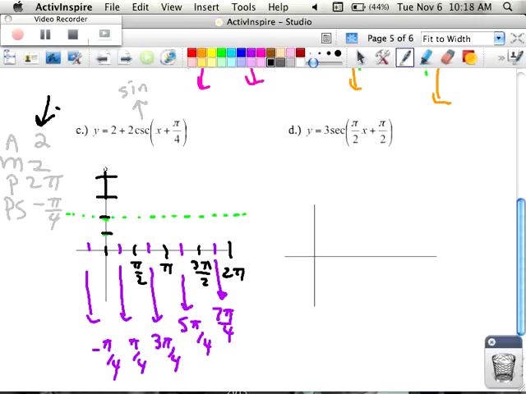So here's my midline. My sine graph starts on the midline. It hasn't been flipped. So it starts right here, because I've shifted to the left pi over 4. And then it goes up to its maximum amplitude on the next critical value, which is at pi over 4. Then it comes back down to the midline. Then it goes below the midline.